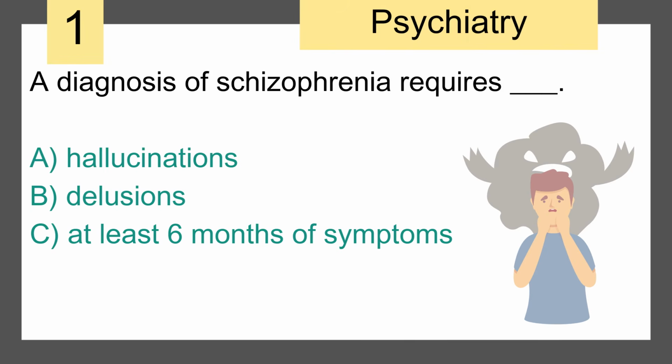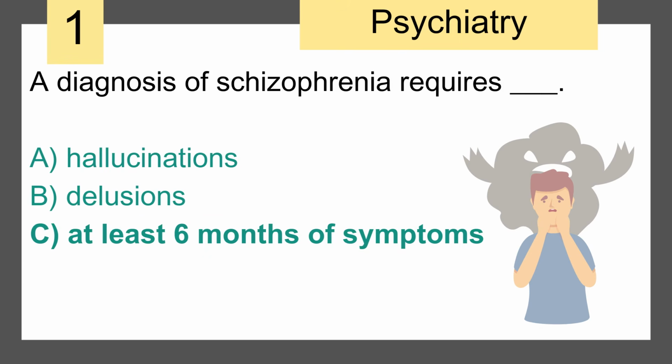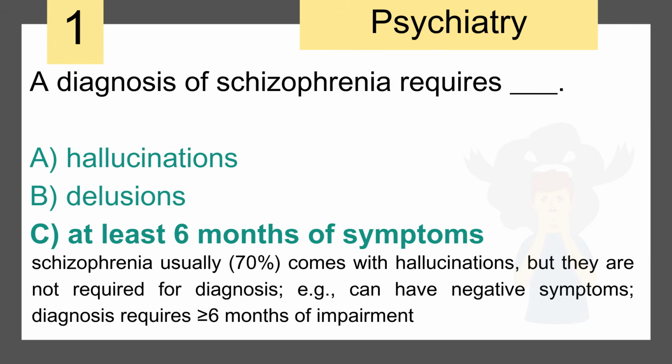Let's begin. Question 1. A diagnosis of schizophrenia requires A. hallucinations, B. delusions, or C. at least 6 months of symptoms. And the answer, believe it or not, is C. at least 6 months of symptoms. In schizophrenia, we usually see hallucinations, especially auditory, but they're not required for diagnosis. For example, a patient may have negative symptoms. So hallucinations and delusions are not required, but 6 months of symptoms is required.